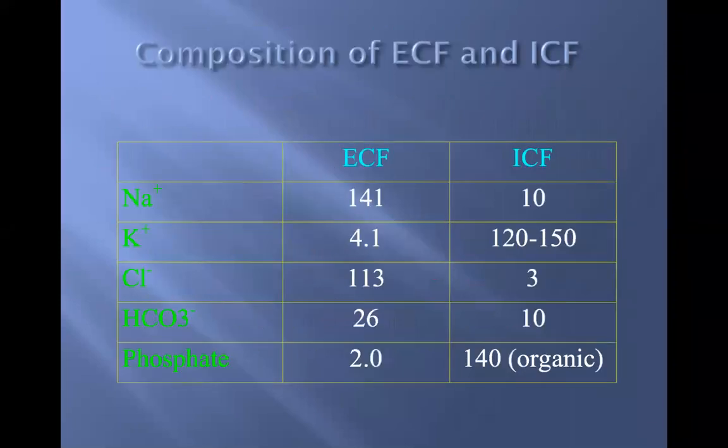The composition of extracellular and intracellular fluid in relation to electrolytes, as you see here: the sodium is mainly in the extracellular compartment, more than in the intracellular fluid, while the potassium is mainly in the intracellular compartment. The chloride follows the sodium, mainly in the extracellular compartment, and the bicarbonate is mainly in the extracellular compartment, while the phosphate is mainly in the intracellular compartment.